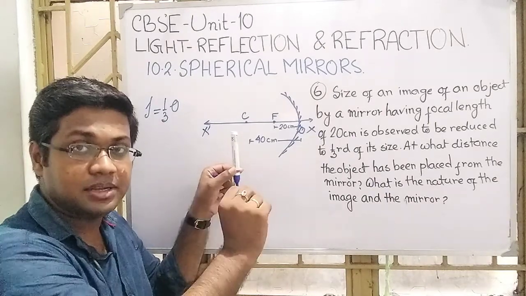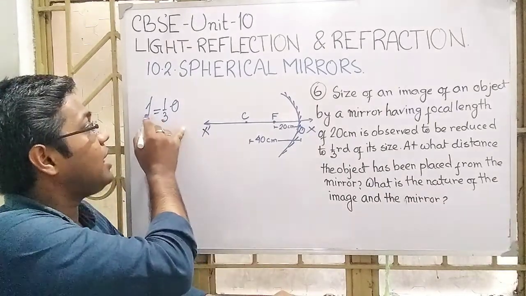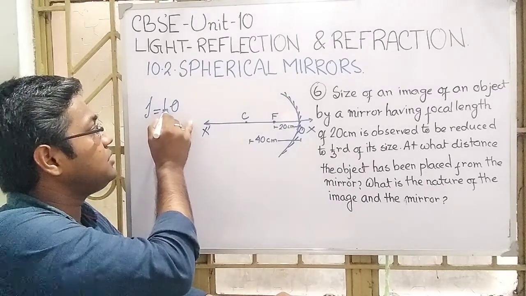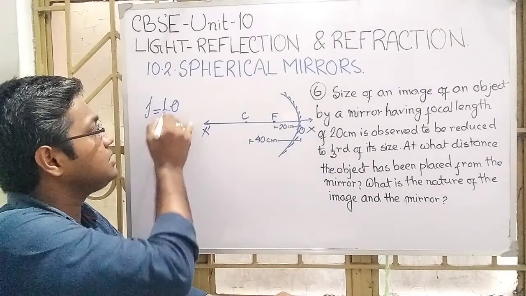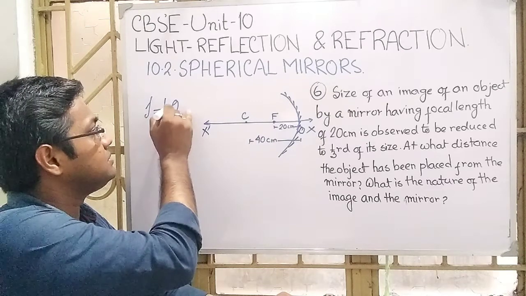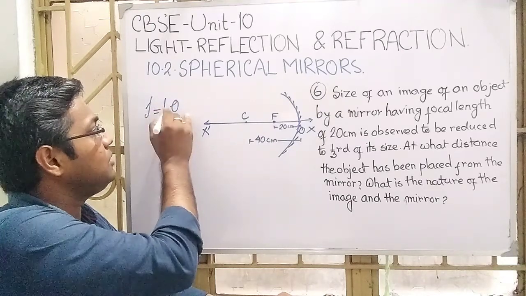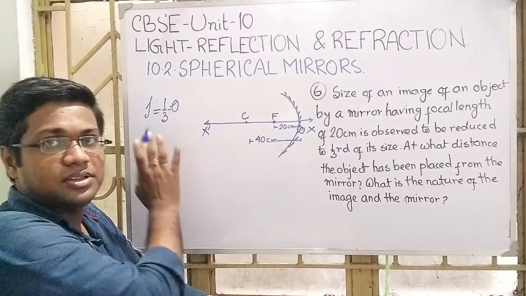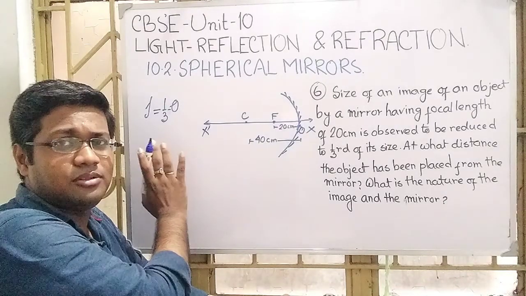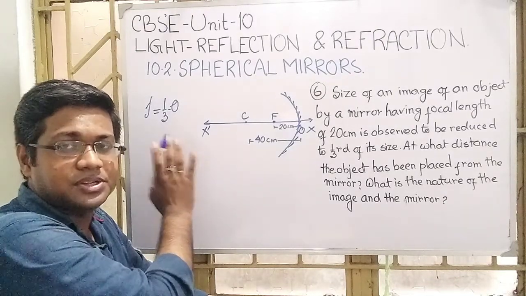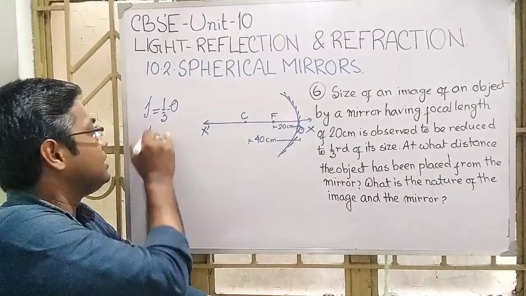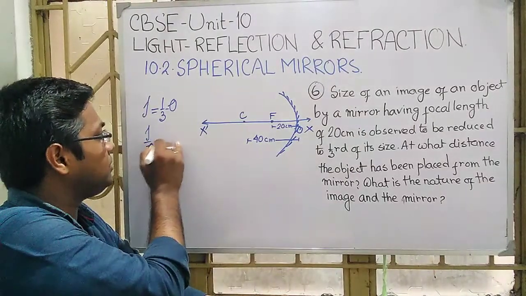So if I is taken as positive, then according to the sign convention O is negative. Okay, O is negative. If we just try to get the values without using the sign convention, what does it give us? I by O equals 1/3.